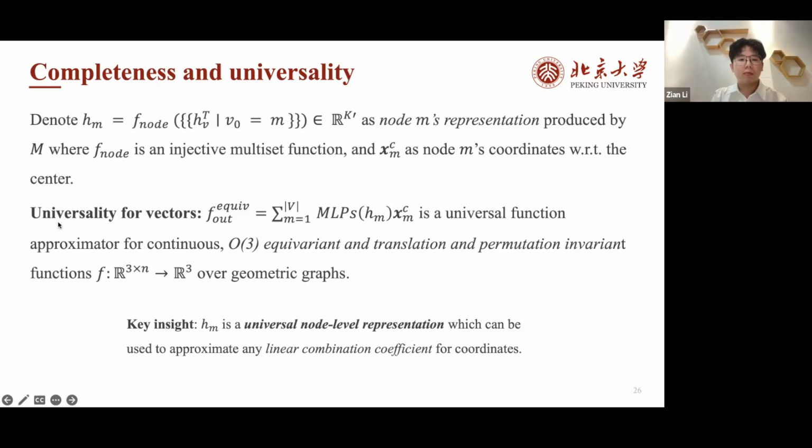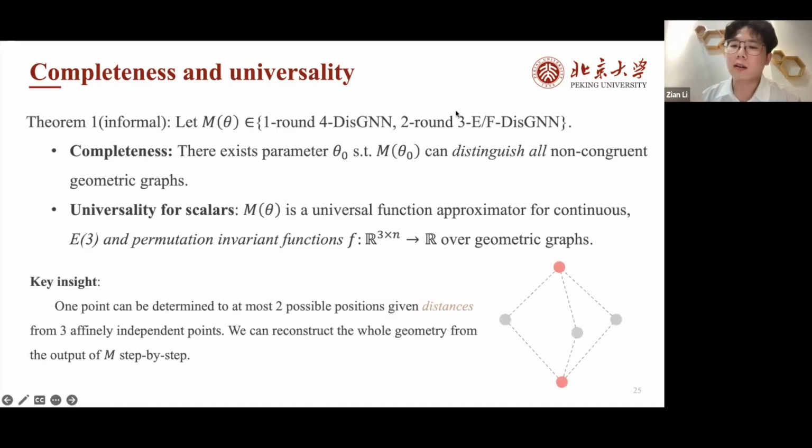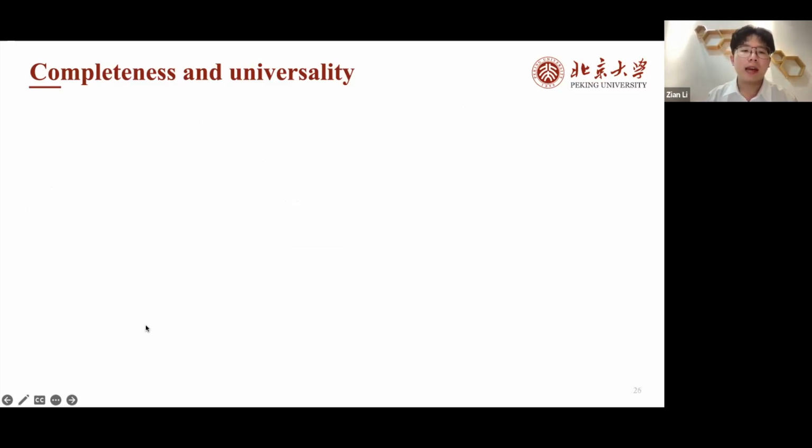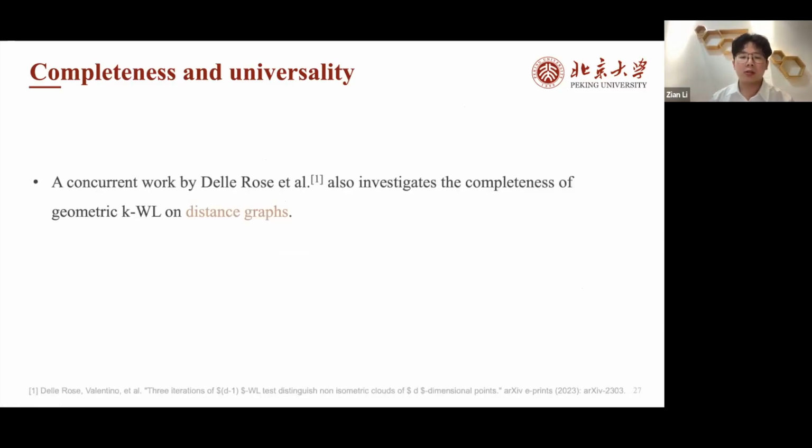So they have the property of universality for vectors. And the key insight is that h_m is a universal node-level representation, and we can use this to approximate any linear combination coefficient for coordinates. As we have shown, we can use k larger than 3 to have these properties. And in the following theorem, we show that k can be lowered to only 2.